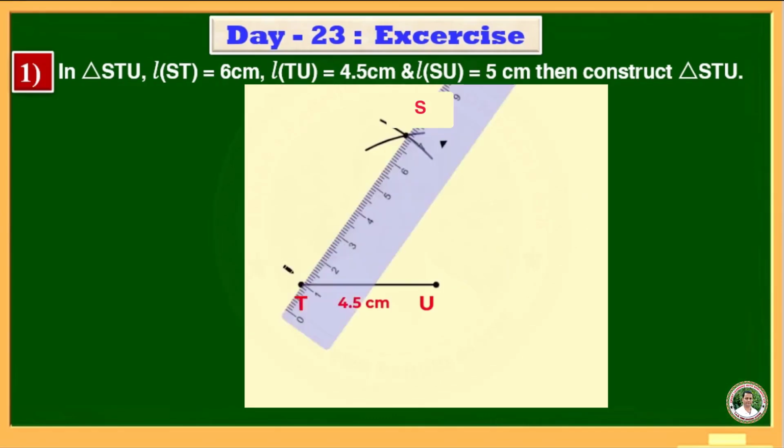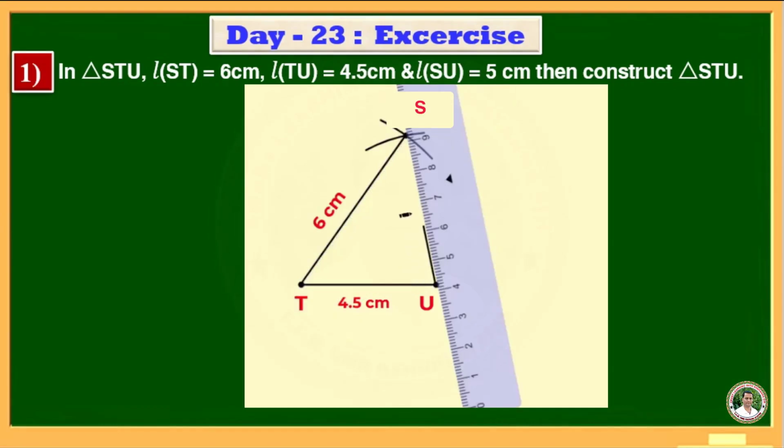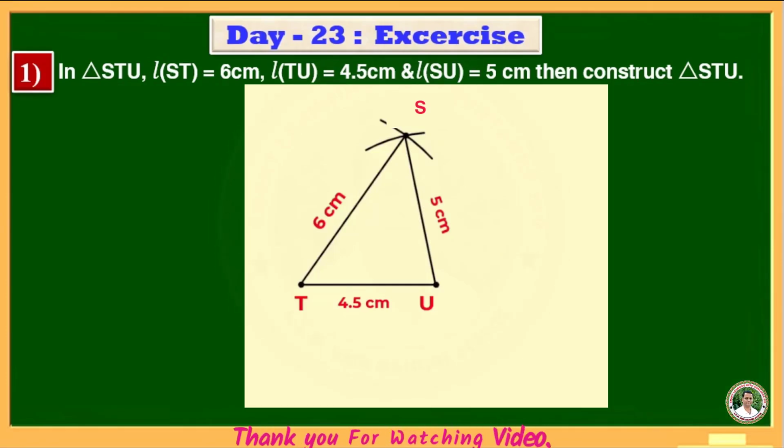Then join TS, which is of 6 cm, and join the side of triangle SU, and the distance of SU is 5 cm. This is the construction of triangle STU if three sides of a triangle are given.